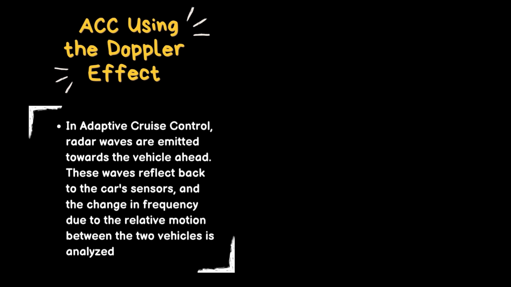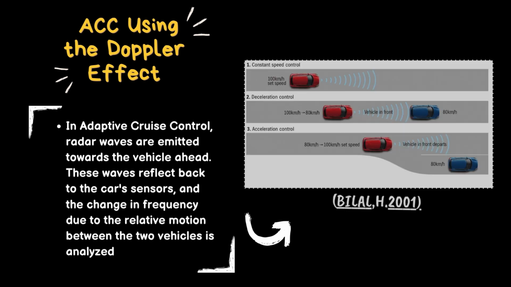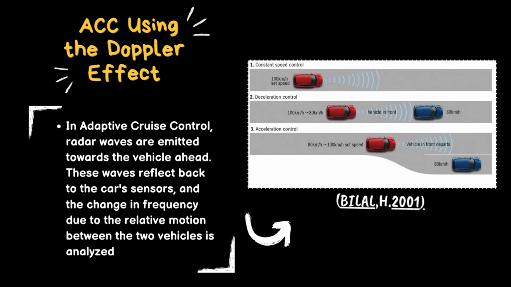In adaptive cruise control, radar waves are emitted toward the vehicle ahead. These waves reflect back to the car's sensors, and the change in frequency due to the relative motion between the two vehicles is analyzed. By analyzing the frequency change of the reflected radar wave, the ACC system accurately determines the speed and distance of the vehicle ahead. This data is crucial for making real-time adjustments to your car's speed. Using the Doppler effect, ACC can dynamically adjust the throttle and brakes to maintain a safe following distance.